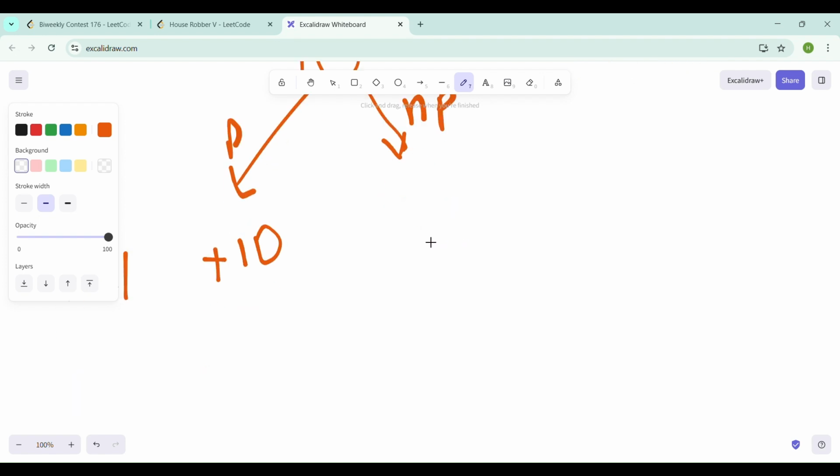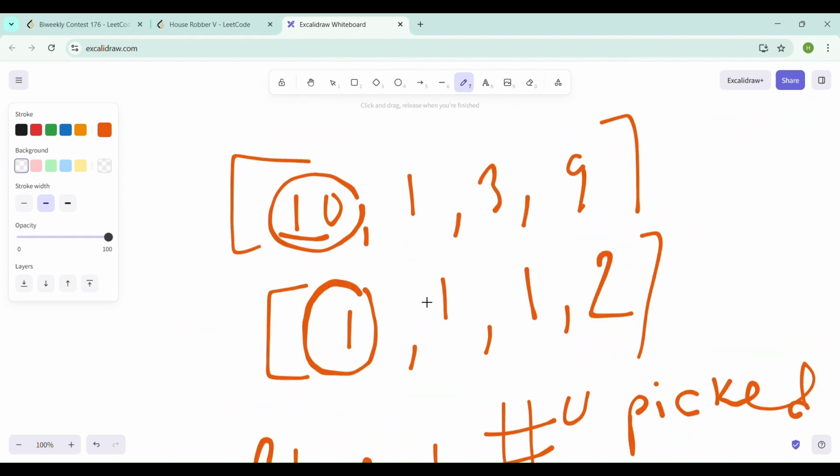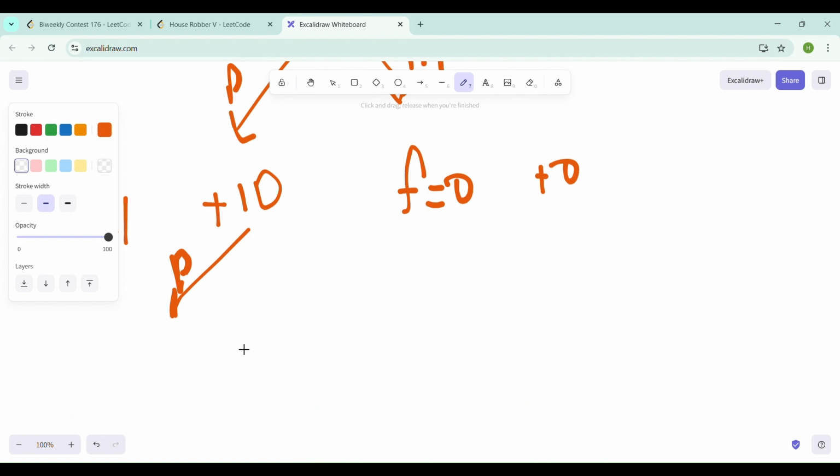If you didn't pick this up, then the flag will be 0, right? You won't have any restriction, but the value added will be 0. Then from 10, you go to the next state. What is the next state? Next value is 1, sorry, 1, and the color is also 1.